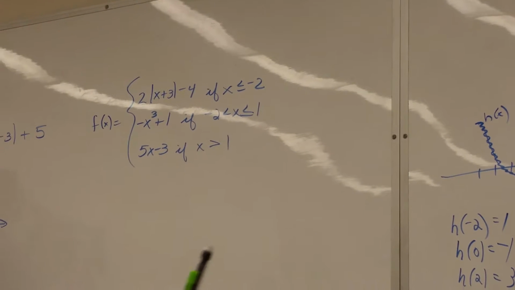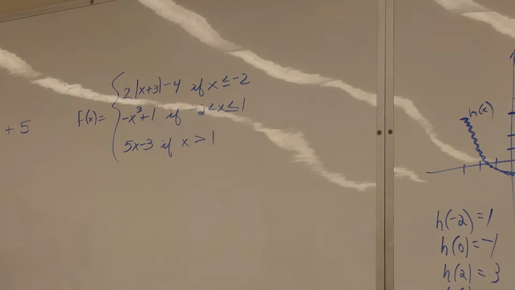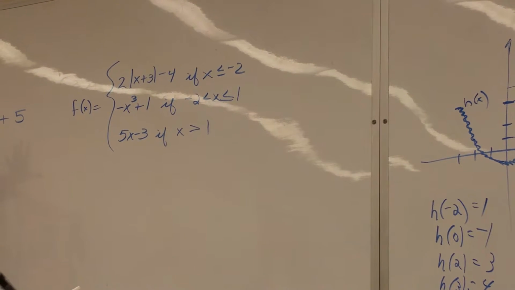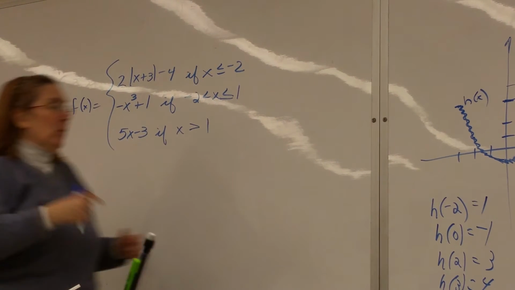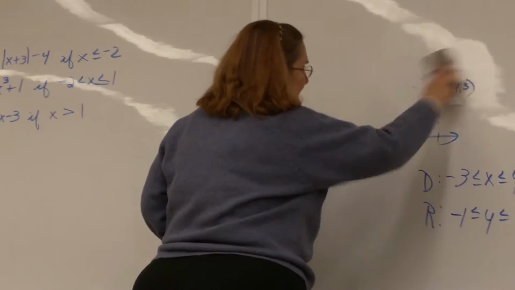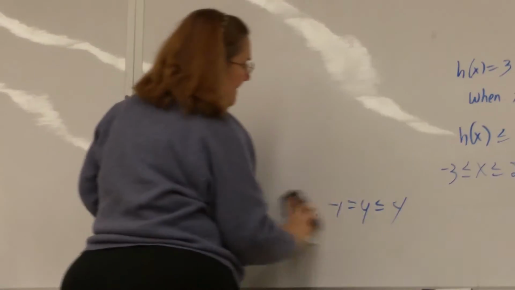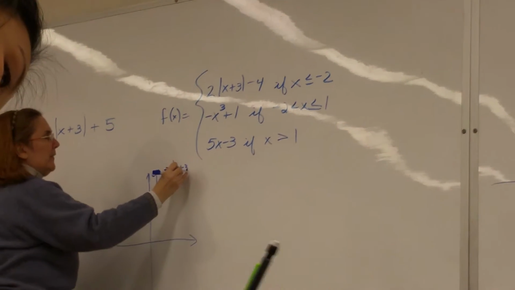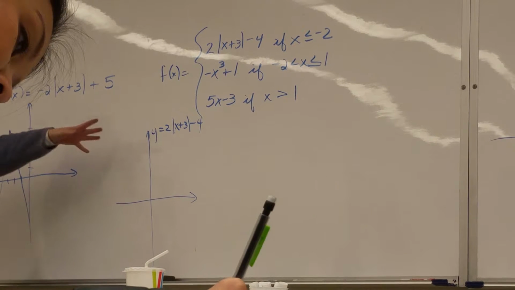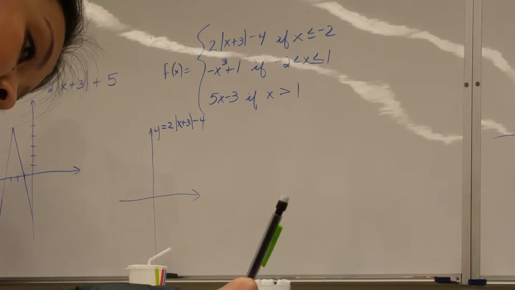Monday night, we did those very basic piecewise defined functions, just with our 8 special functions. Now that we know the shifting techniques, we can look at more complicated piecewise defined functions. 2 times the absolute value of x plus 3 minus 4. We know what absolute value looks like.